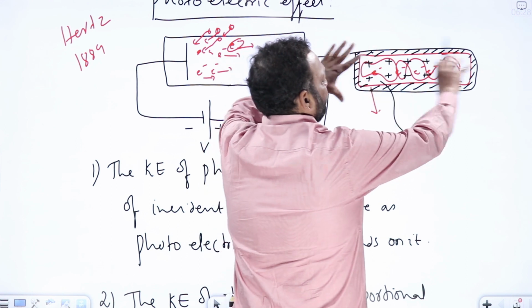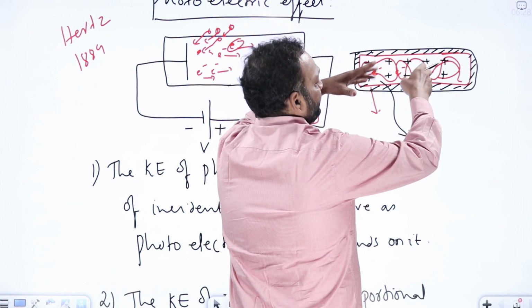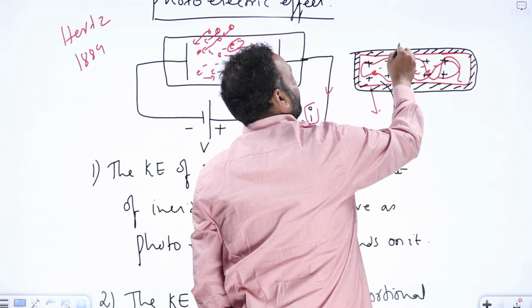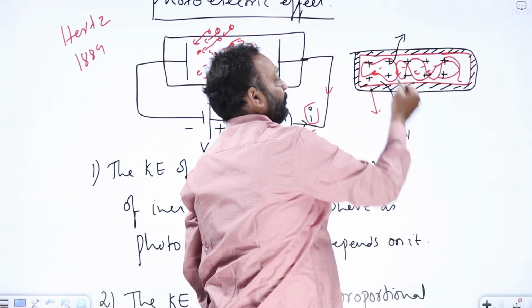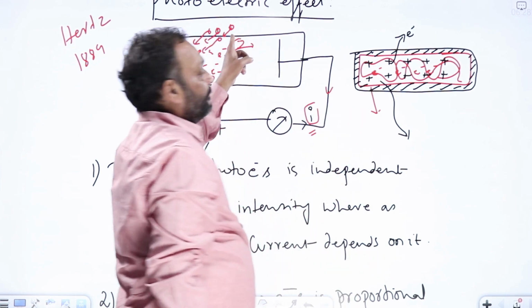Right, so they will be moving just like inside the metal volume, just like molecules of a gas in a container. Now they are able to come out of the metal means what? Somebody is giving that extra energy, right, such that they can overcome this potential barrier and come out. That energy is being given in the form of light here.